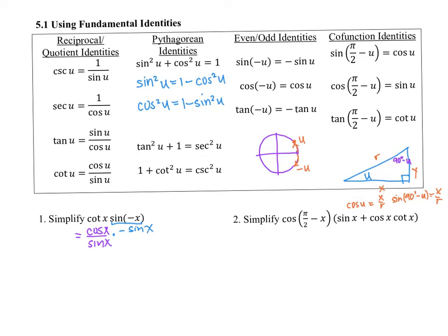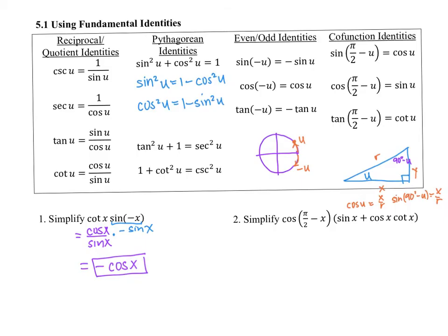Okay, and I did want to do that because if I had kept it as sine negative x, it would not be able to cancel. But now that it's negative sine x, I can cancel the sine x and keep the negative, which will leave me with negative cosine x, which is a nice single term. I got rid of any fractions. I canceled anything I possibly could.